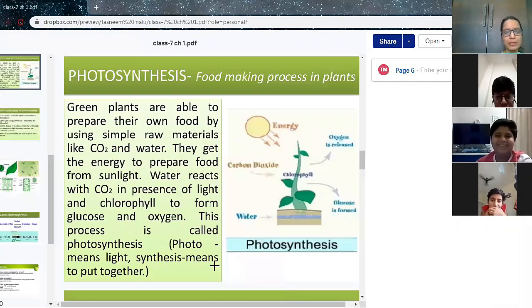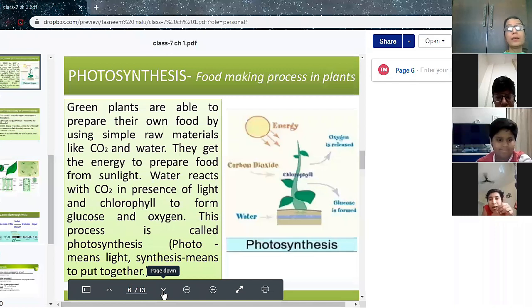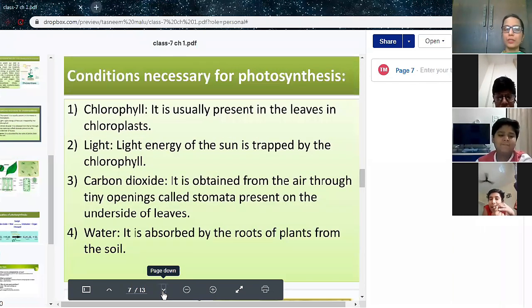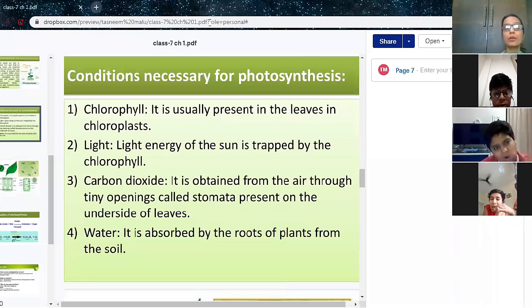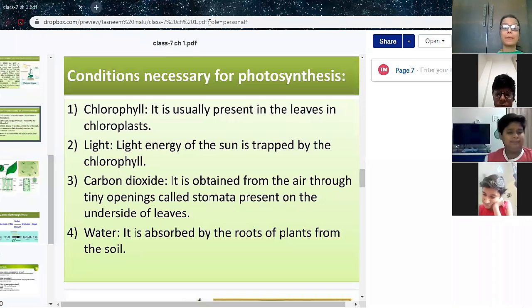Okay. Now this is photosynthesis. Now we will learn about the conditions necessary for photosynthesis. There are four basic conditions for photosynthesis to take place. First is chlorophyll. Chlorophyll is the green pigment present in the chloroplasts. Plant cells have chloroplasts. These chloroplasts contain a green pigment known as chlorophyll, and this green pigment is capable of trapping sunlight.